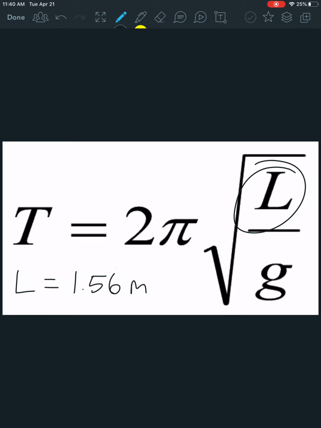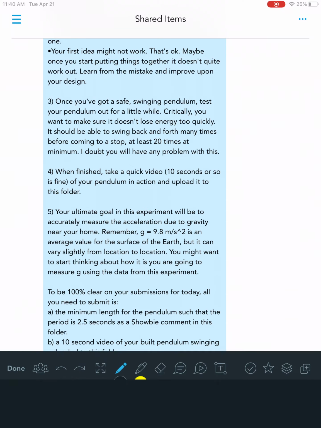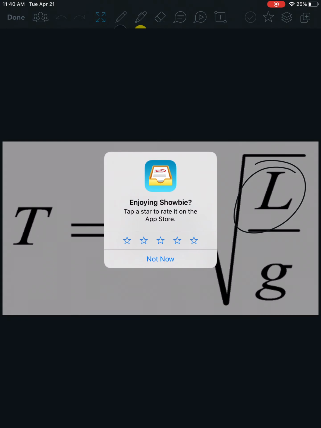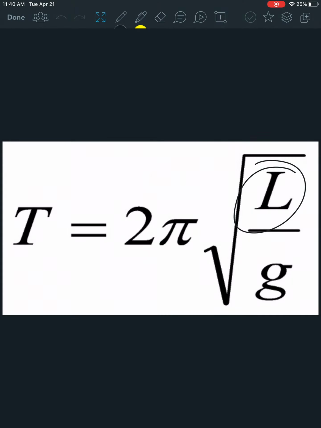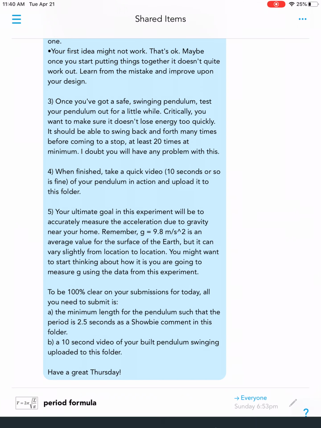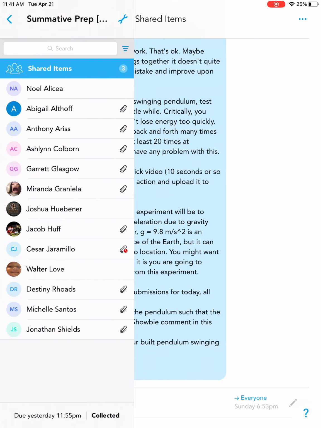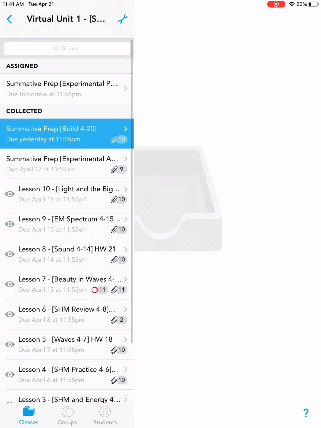Now, 1.56 meters is actually pretty big. It's about 5'2", so it's not a trivial distance, and your pendulum is actually going to be pretty big. With that in mind, I want to erase that real quick, because I don't want to permanently do that. In any case, the whole idea here is that you would get about 1.6 meters for the length of your pendulum. So as you built your pendulum, hopefully that's where you were going with that.